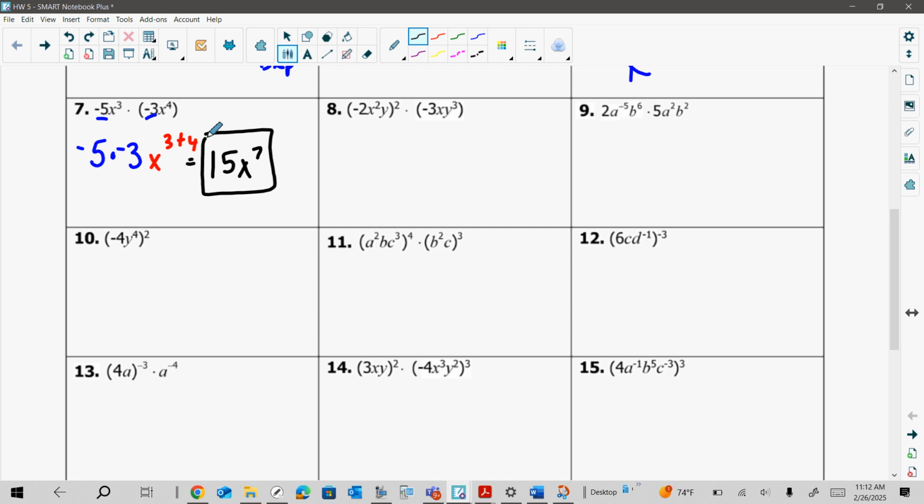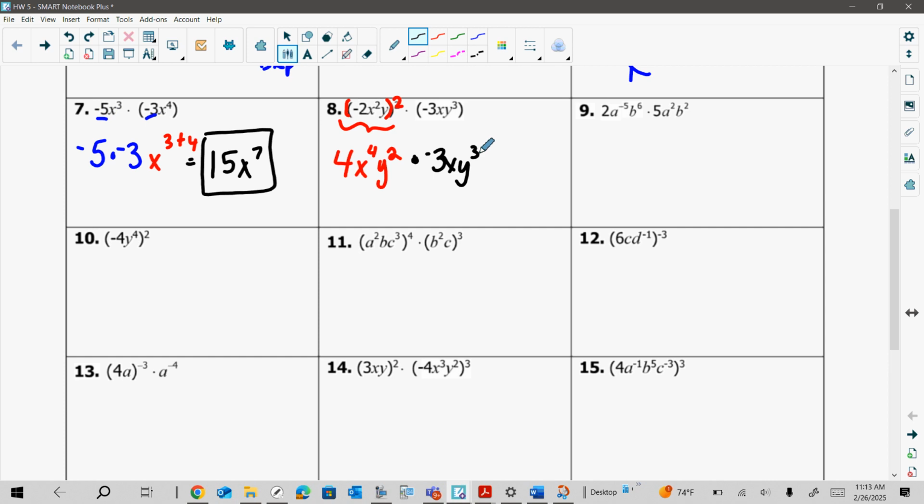Now, look at 8 closely so you see if you can recognize what to do first. This is a multi-step one. 4x to the power of 4, and then y, because this one has parentheses and then the exponent. This has to be exponent first. So it's going to be 4x to the power of 4y squared. Then we're going to multiply it times the negative 3xy to the 3rd.